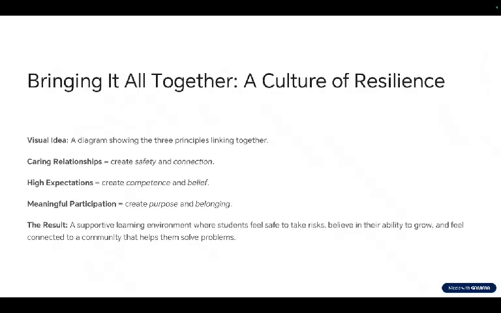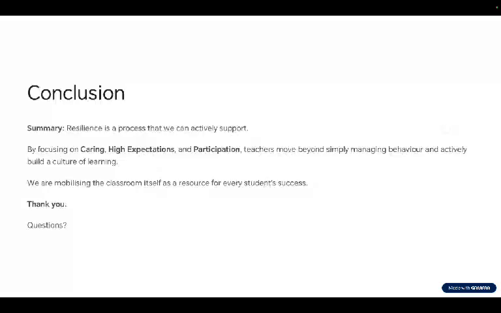Creating a culture of resilience. As you can see, these three principles aren't a checklist. They weave together to create a true culture of resilience. The caring relationships create safety and connection. The high expectations create competence and belief, and meaningful participation creates purpose and belonging. The result is the supportive learning environment we're aiming for, one where students feel safe enough to take risks, believe in their own ability to grow, and feel connected to a community that helps them solve problems.